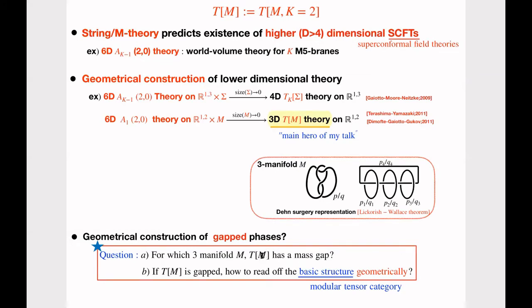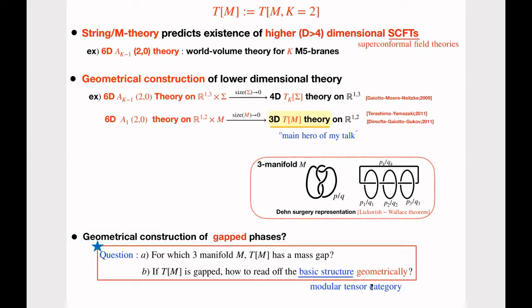If this 2+1 dimensional quantum system has a mass gap, then it should be described by a topological field theory. Then it should be possible to read off the modular tensor categorical structure of this gapped phase. And because this theory is wholly determined by the choice of internal three manifold, the resulting modular tensor categorical structure also should be wholly determined by this three manifold. So if we know the topology of the three manifold, it should in principle be possible to read off this modular tensor structure. So this is the basic idea.